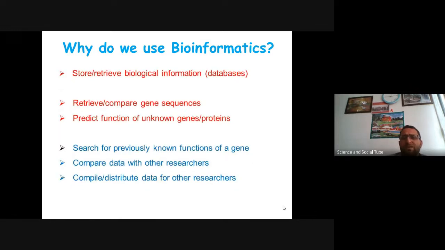Then the question comes: why are people using bioinformatics? We are talking about bioinformatics with a lot of applications. You can go to plant science, you can go to animal science, you can do this analysis or that analysis. Why is bioinformatics important? The answer is right in front of you.